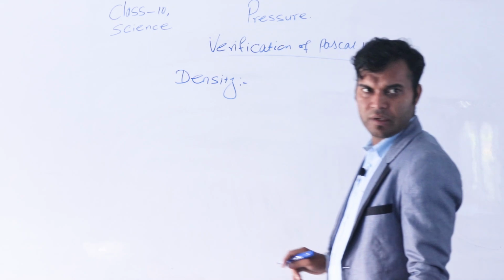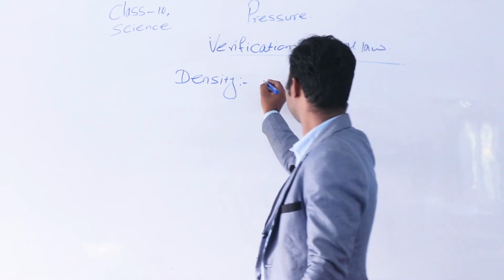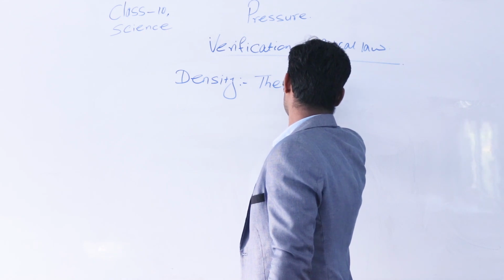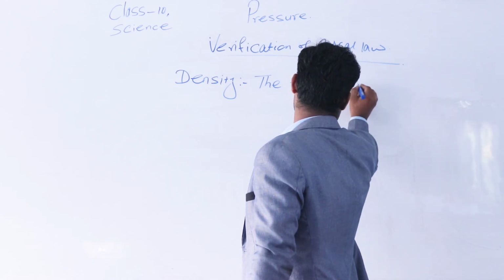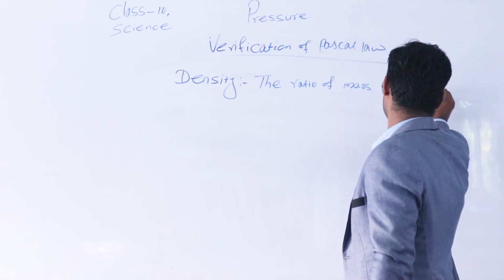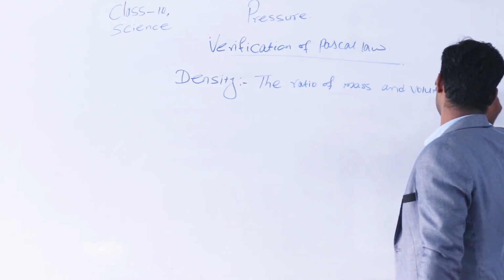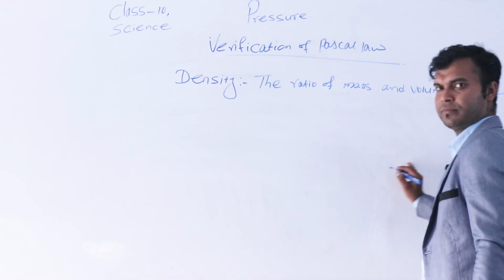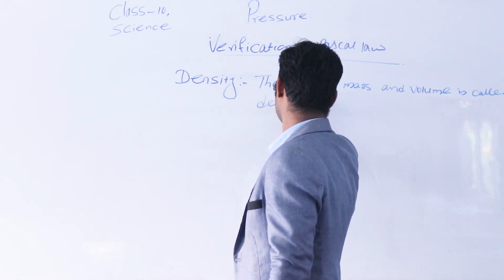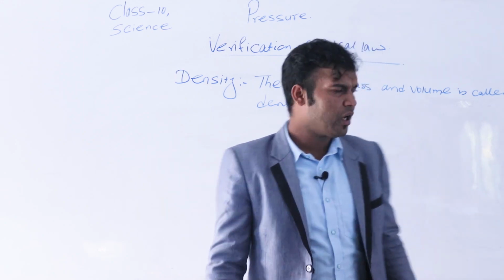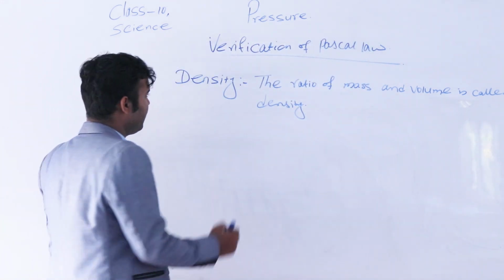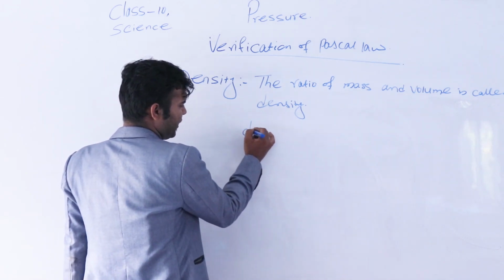What is density? The ratio of mass and volume is called density. Density is denoted by D.